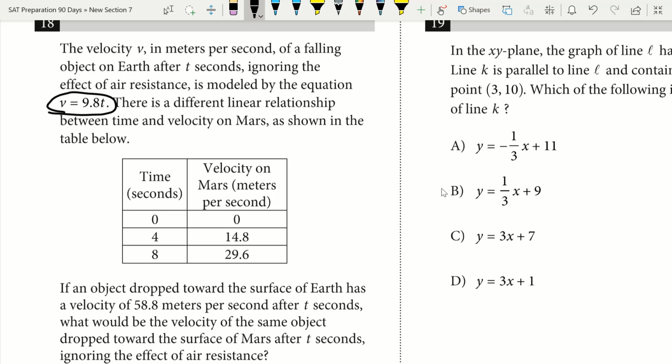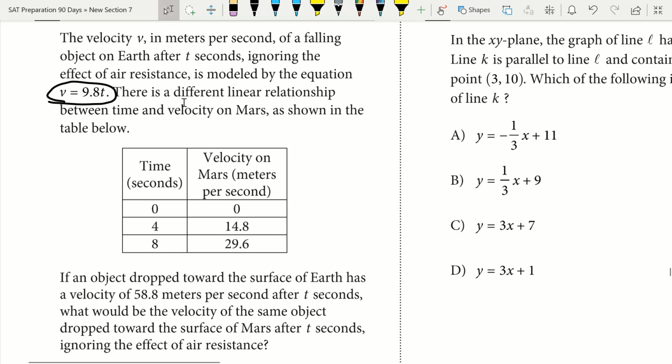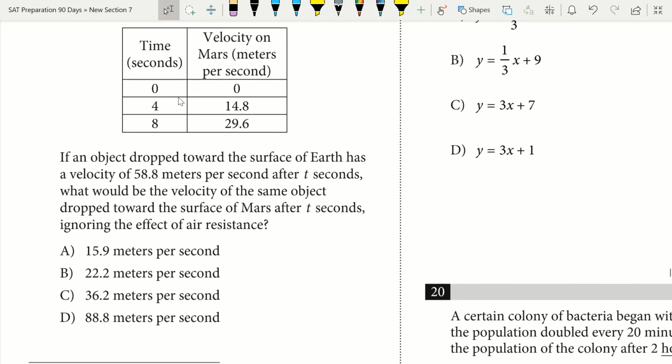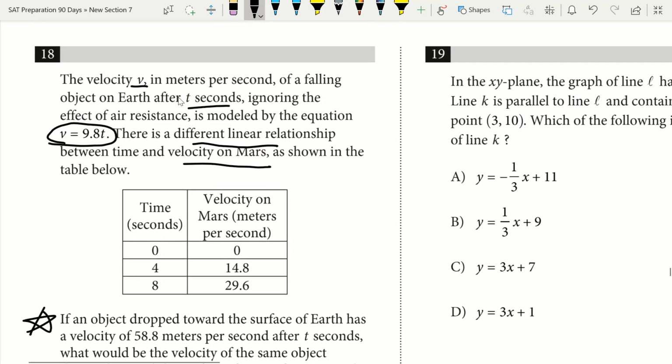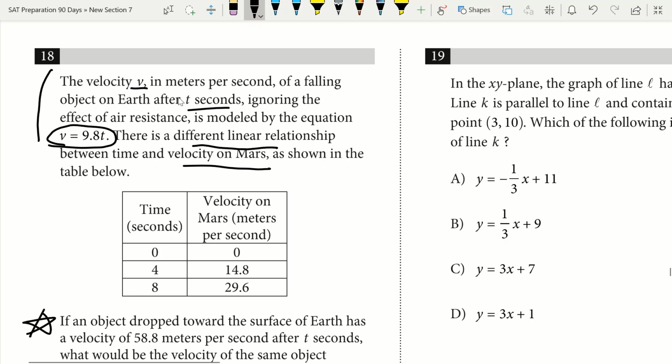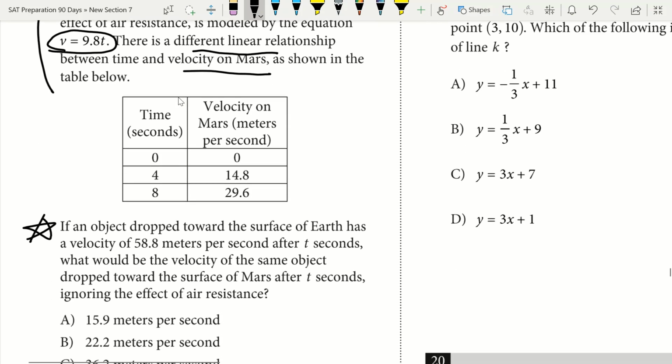So in this case, I see that my velocity V is going to equal 9.8t, where t is in seconds. I see that there's a different linear relationship between time and velocity on Mars. Then I see that I have a table. Now I'm asked my question. I always have to read my full question though. I can skim around a little bit in my explanation, but I always want to read my full question.